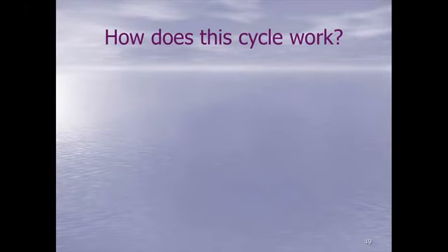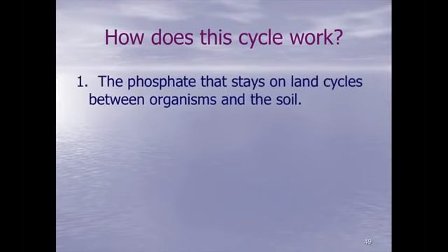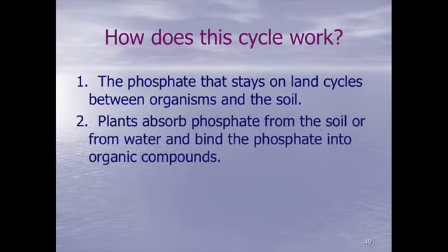How does the cycle work? The phosphate that stays on land cycles between organisms and the soil. Plants absorb phosphate from the soil or from water and then bind the phosphate into organic compounds. So what happens is the phosphate has to attach to other organic compounds.